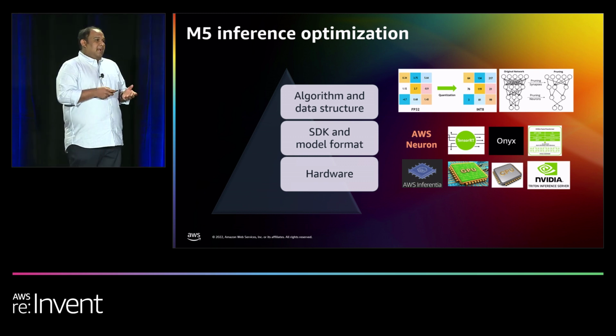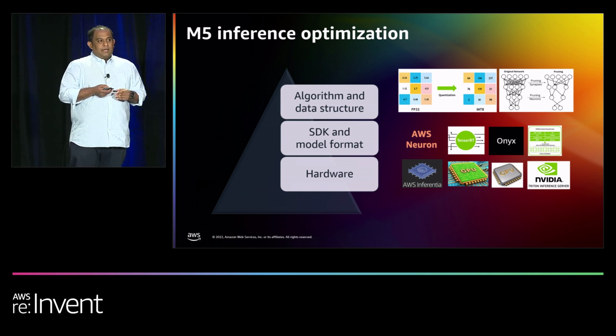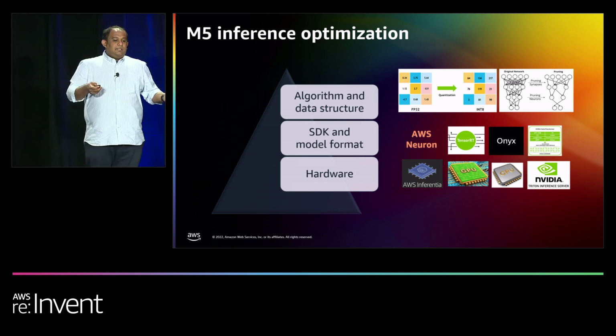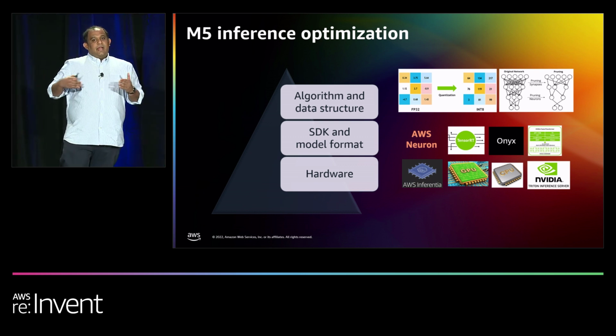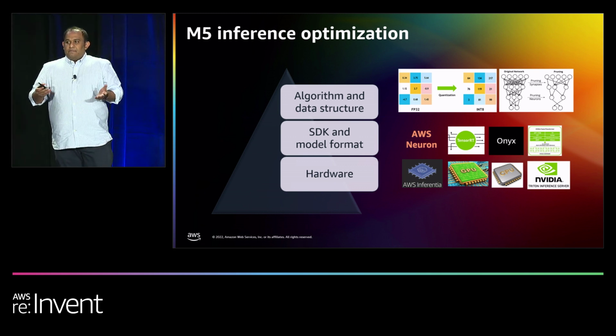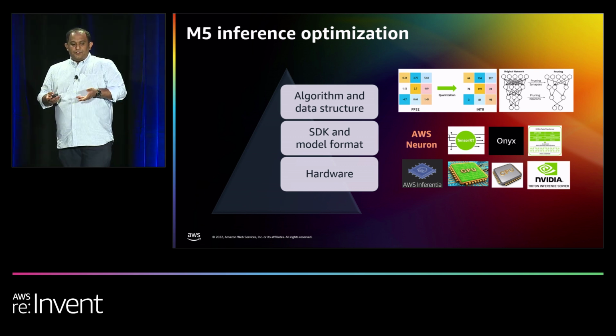That is from the algorithm, but next, you also have to invest in the SDK and model format. The SDK and model formats enable you to take this optimized model and compile it to the hardware which is required. And when you do this compiling, they are able to identify which paths can be optimized further. For example, AWS Neuron is the compiler we use for Inferentia, and we use TensorRT from NVIDIA for GPUs.